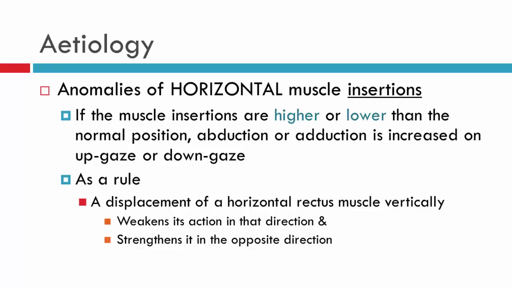Now, the rule of thumb is that if you've displaced a horizontal rectus muscle vertically, so up or down, it will weaken its action in that direction. So if, for instance, the medial rectus is displaced upwards, the adduction will be weakened upwards. However, it will be strengthened in the opposite position. So when the patient looks downwards, that medial rectus will have more of an adduction effect, or you'll get more adduction than usual in down gaze.